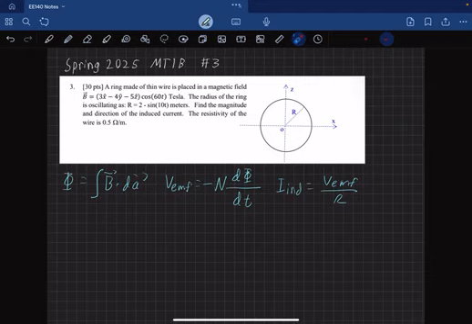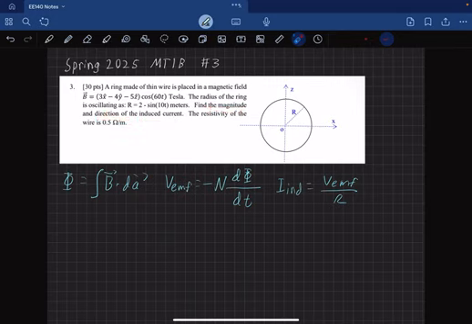A ring made of thin wire is placed in a magnetic field, given here. The radius of the ring is oscillating at r equals 2 minus sine of 10t meters. Find the magnitude and direction of the induced current. The resistivity of the wire is 0.5 ohm per meter. So as for any Faraday's problem, we're asked to find the magnitude and the direction of the induced current.